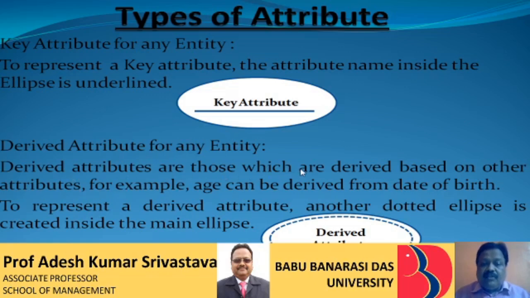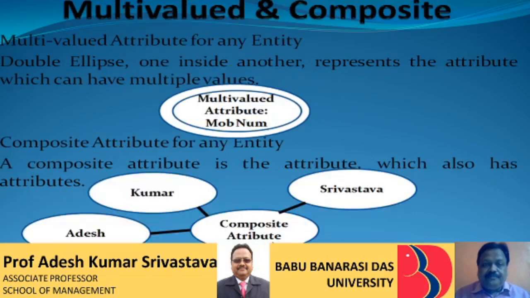Derived attributes are those which are derived based on other attributes. For example, age can be derived from date of birth. So to represent a derived attribute, another dotted ellipse is created inside the main ellipse. As you are seeing in the figure, there is an oval, and within that oval there is a dotted oval, right? So this is representing derived attribute.